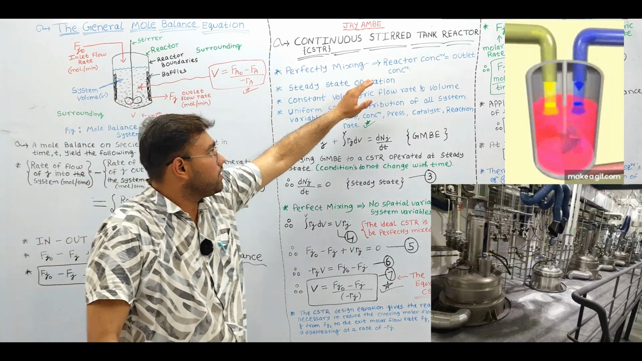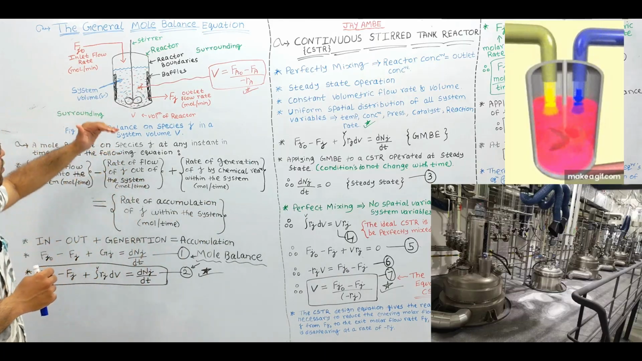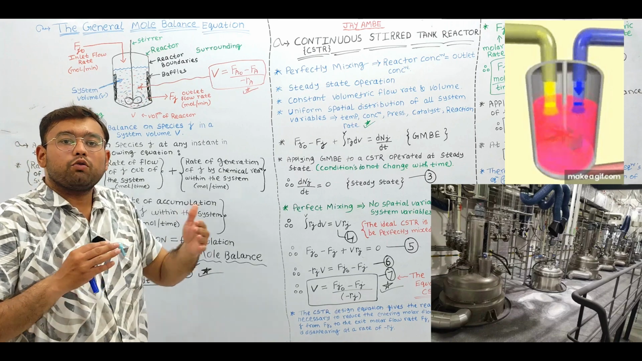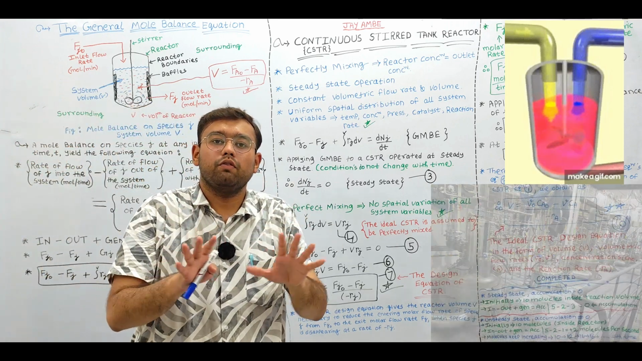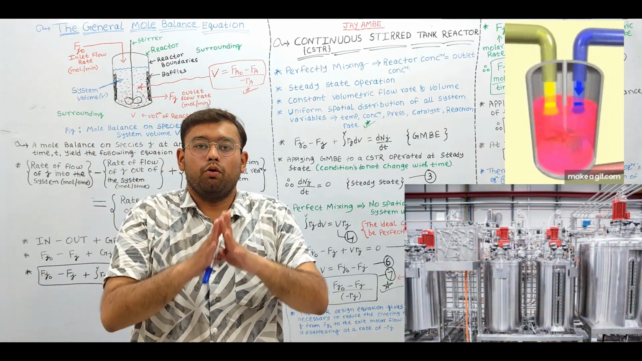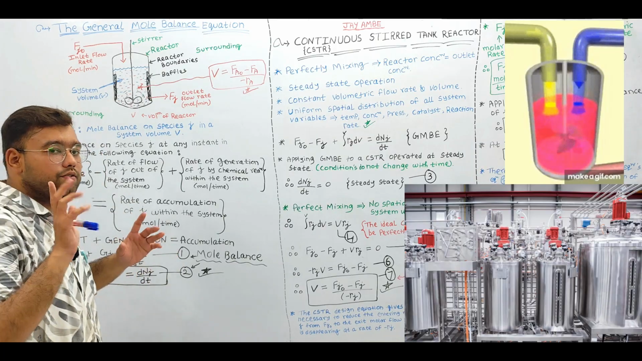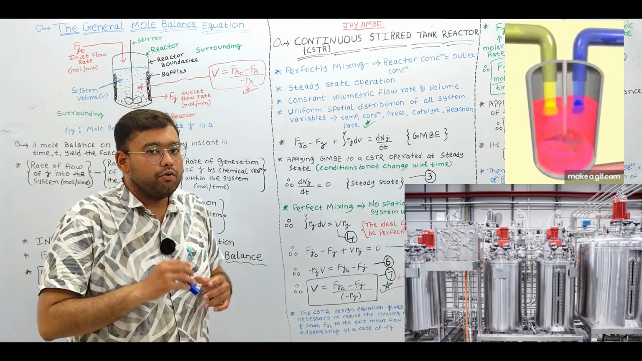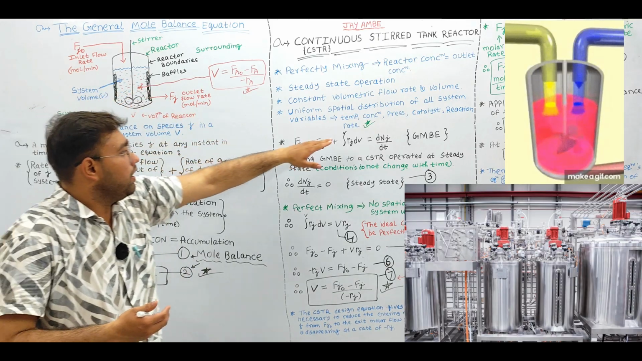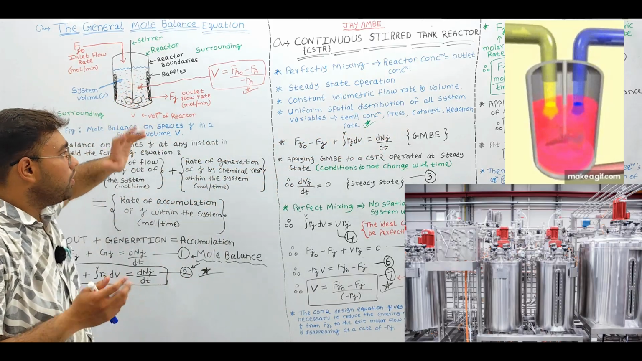So firstly, perfect mixing means the reactor concentration should be equal to the outlet concentration. And we have steady state operation, which means that with respect to time, the overall reactor behavior will be constant. There will be no change in the overall reactor behavior with respect to time. And we have spatially uniform distribution of all the system variables: temperature, concentration, pressure, catalyst, and reaction rates are uniform throughout the entire reaction volume.